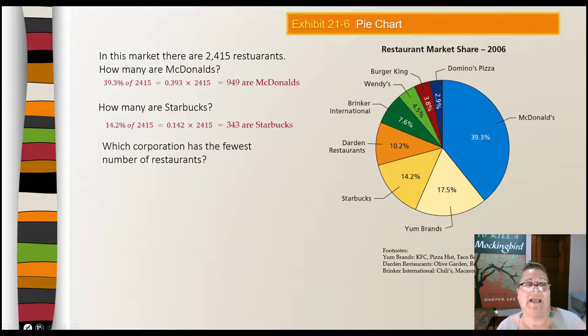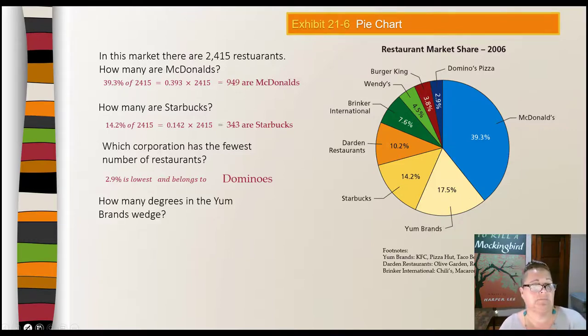Which corporation has the fewest number of restaurants? Well, we already said that Domino's is the smallest. So if you look at the smallest percent, 2.9 is the lowest, and that belongs to Domino's. So Domino's would be the fewest number of restaurants. I don't know how many there are. I didn't figure that out. But if the percent is the lowest, the number of restaurants must also be the lowest.